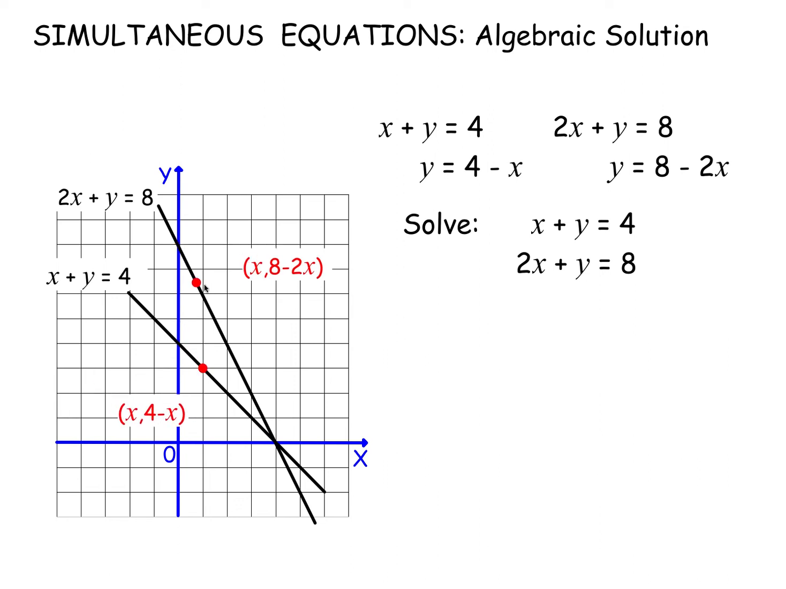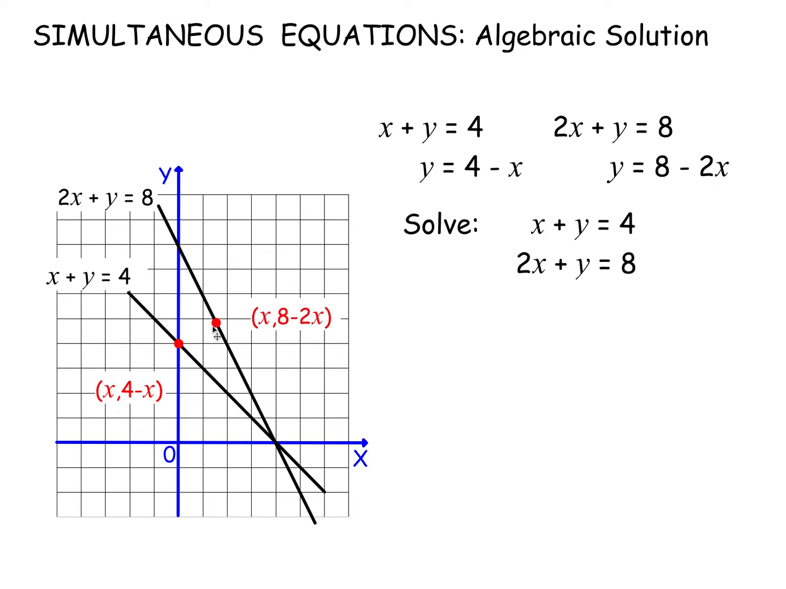There they are again. They've got the same x coordinate 1, but the y coordinate's 4 minus 1, 3. Here, the y coordinate's 8 minus 2 times 1, 6. So that's the point (1, 3), and that's the point (1, 6). Same x coordinates, different y coordinates. I can even have them with the same y coordinate. So there they've got the same y coordinate, but as a result they've got different x coordinates. They've both got y coordinate 4, but here the x coordinate's 0, and here the x coordinate's 2.